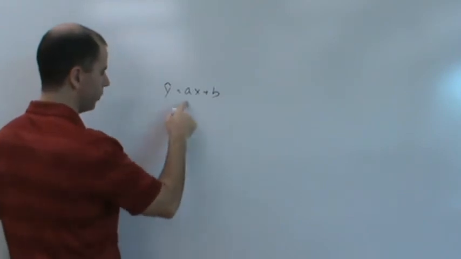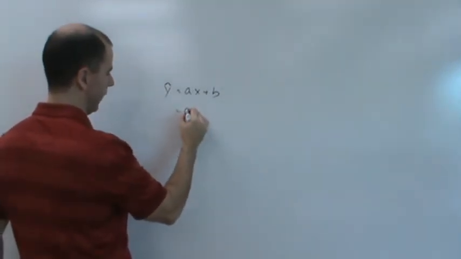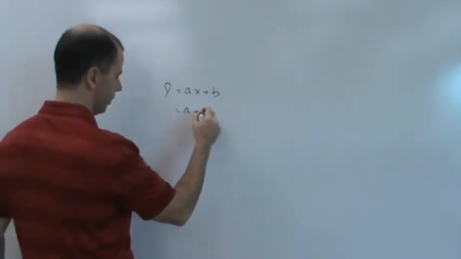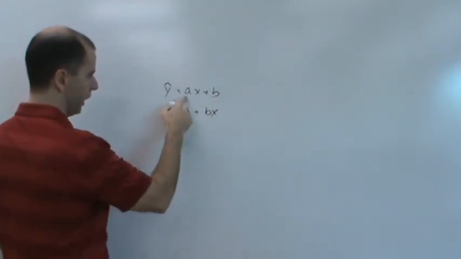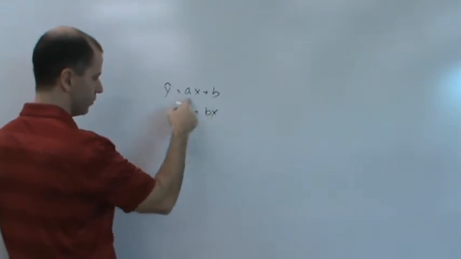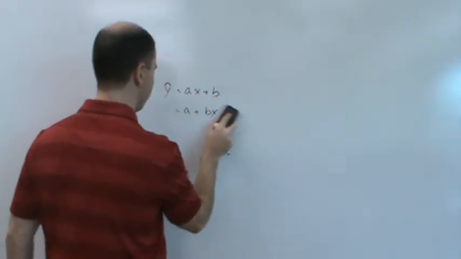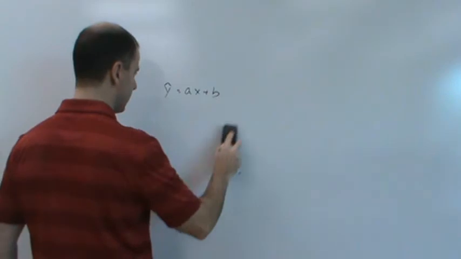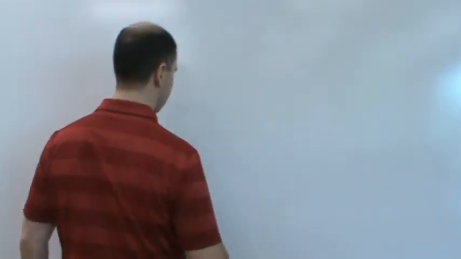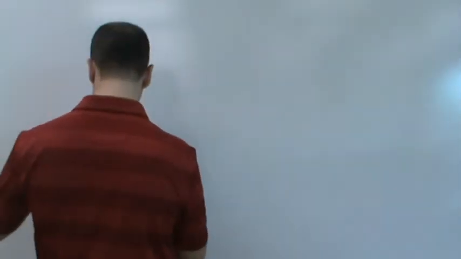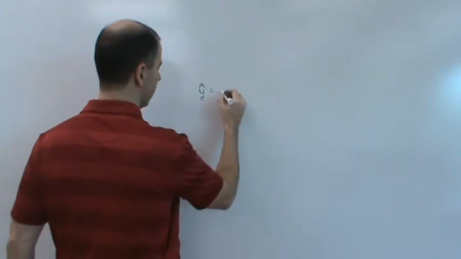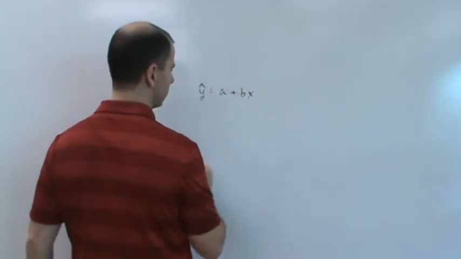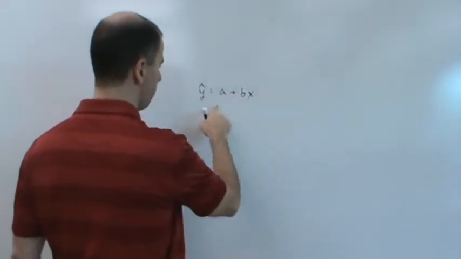So again, you could do it this way, or the other one is a plus bx. Again, just watch out what's attached to the b. Whatever is attached to the x is the slope. So now, based on this, we're going to go with what they have. It's going to be y hat equals a plus bx. So b is the slope here.